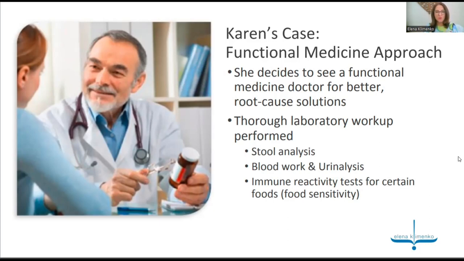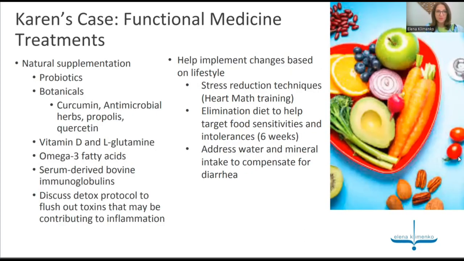So we do the thorough laboratory workup. We do a stool test. Many of you are probably familiar with the GI map stool test that we do. Now we also do a lot of the parasitic tests for the urine and stool with a different lab. We do the blood work, urinalysis, and also we do food sensitivity testing to see what foods she eats will trigger the immune response or inflammatory response. And of course, we put her on an elimination diet for 6 weeks. We remove the foods that she's sensitive to.